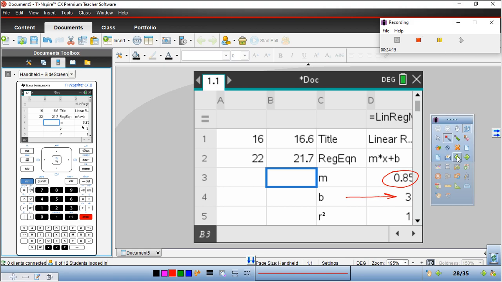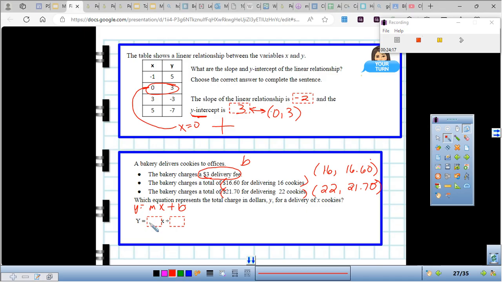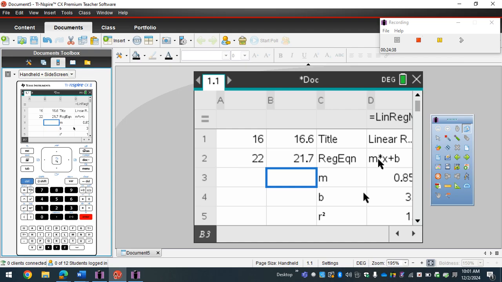Okay, coming back over here. So my equation for this one will be y is equal to 0.85x plus 3. So each one right here, guys, each cookie, every per, is going to be what? 85 cents, or 0.85, and plus 3. So again, in case you can't read it, y is equal to 0.85x plus 3.